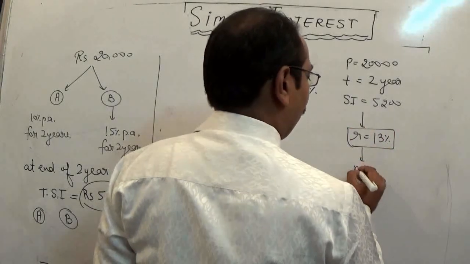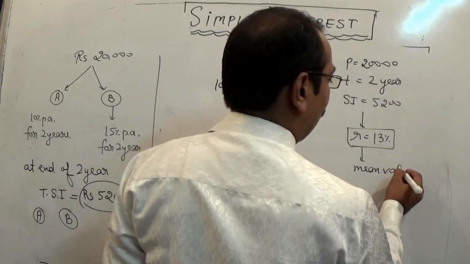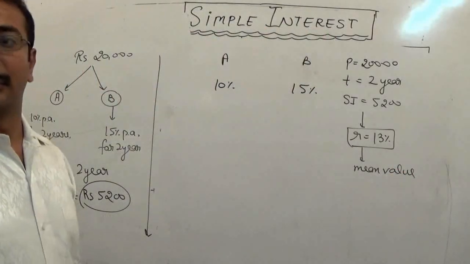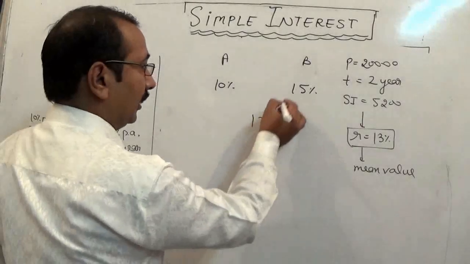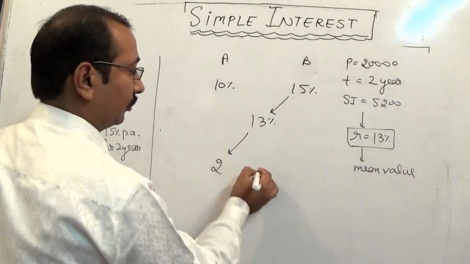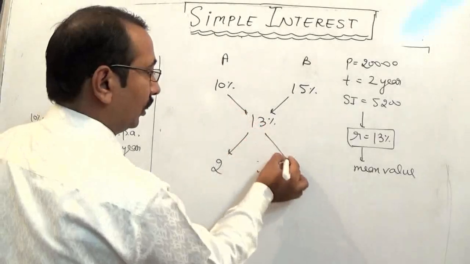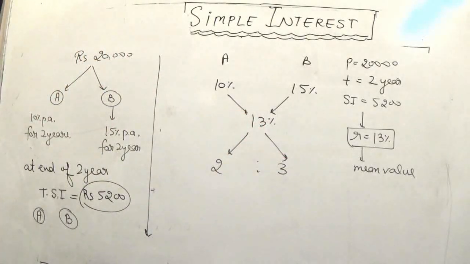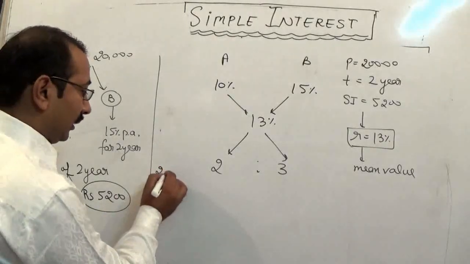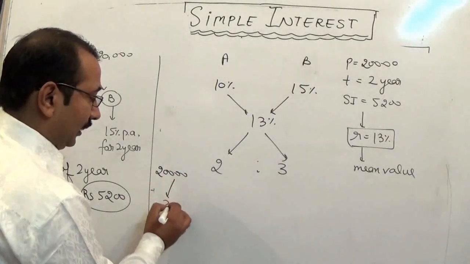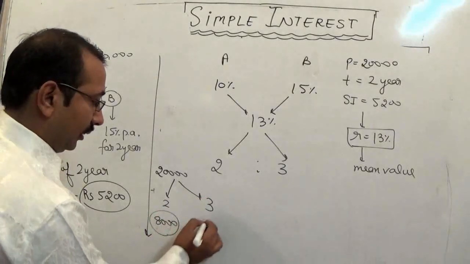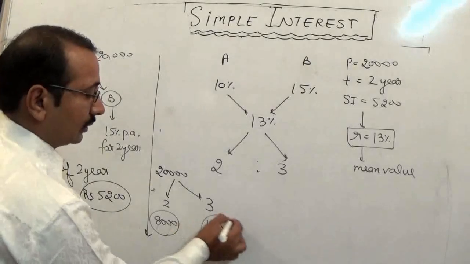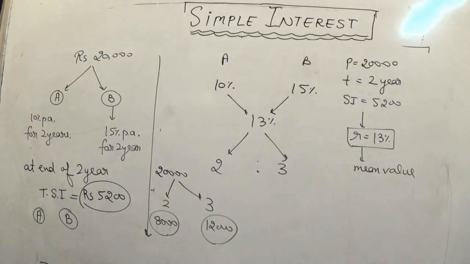This 13% rate of interest is taken as the mean value or average rate of interest. As we know that in the topic of alligation mixture, we put the mean value here. I subtract it diagonally, and I will get it as 2:3. Means I have to divide the total money 20,000 in the ratio 2:3. When I divide this 20,000 in 2:3, 2 part is for A and 3 part is for B. So after dividing we get 8,000 for A and 12,000 for B. That's our answer. I hope the idea is clear to you.